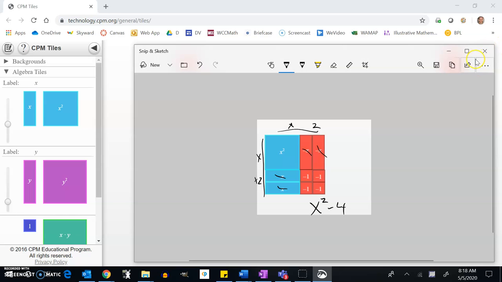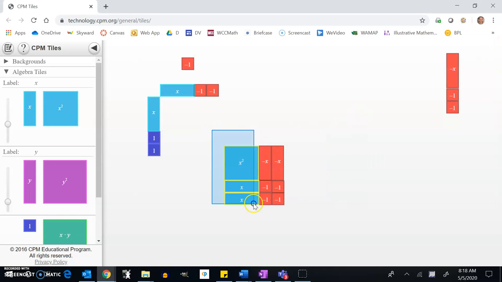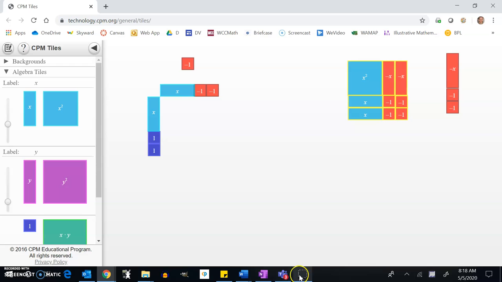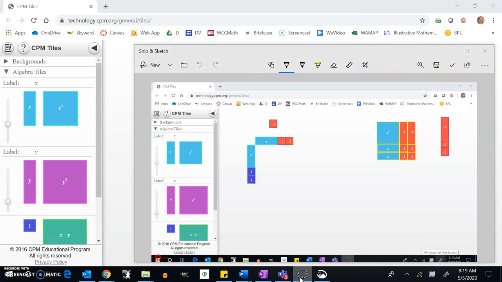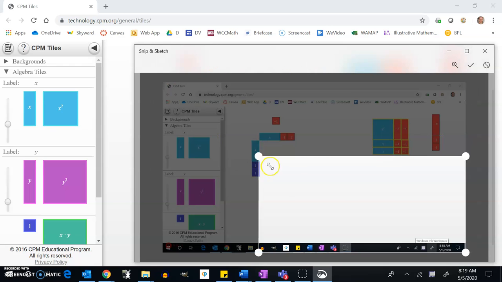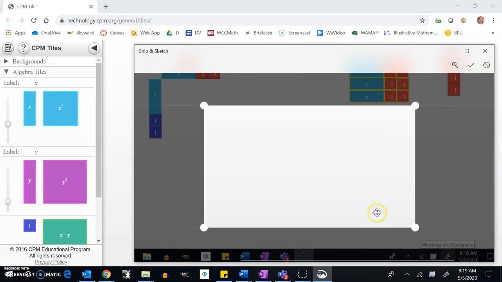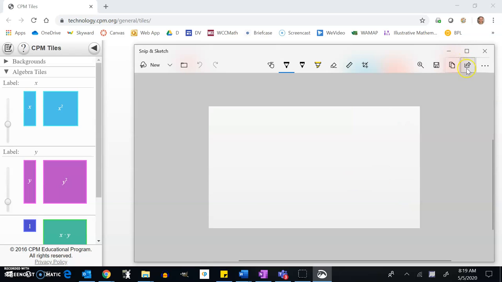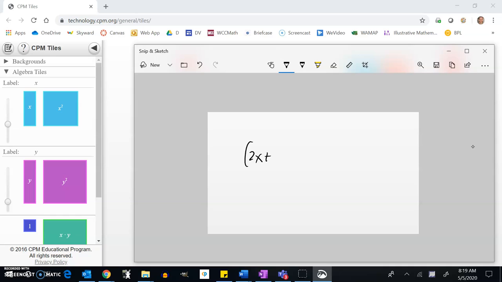Cool. One more example, and then we will go on our way to get some practice in. I just want a little white space to write on. So this multiplication is going to be different than something we've done before. So I want to have 2x plus 1 times x minus 2.